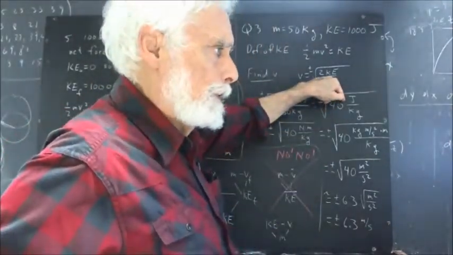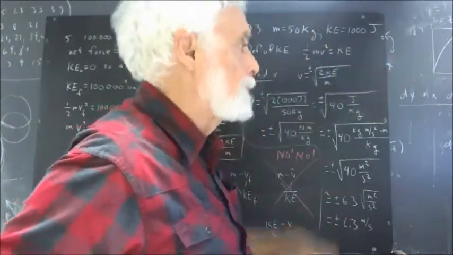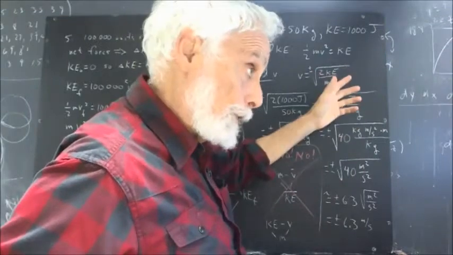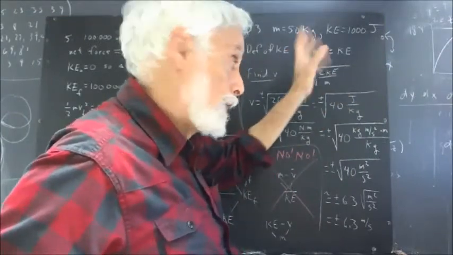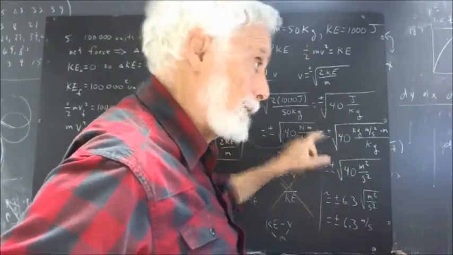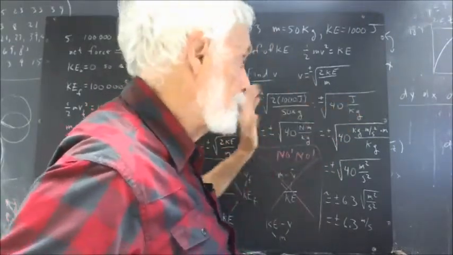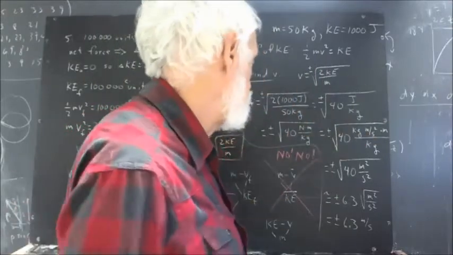What's a joule? It's a unit of work. What's work? Force times displacement. What are the units of force? Newtons. What are the units of displacement? Meters. So a joule is a newton times a meter, because work is equal to force times displacement.